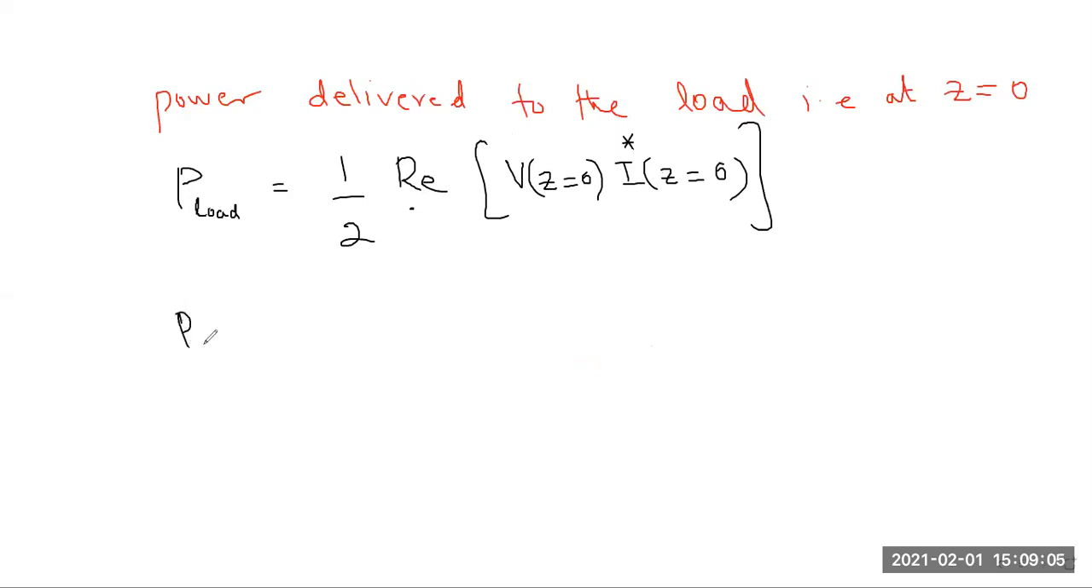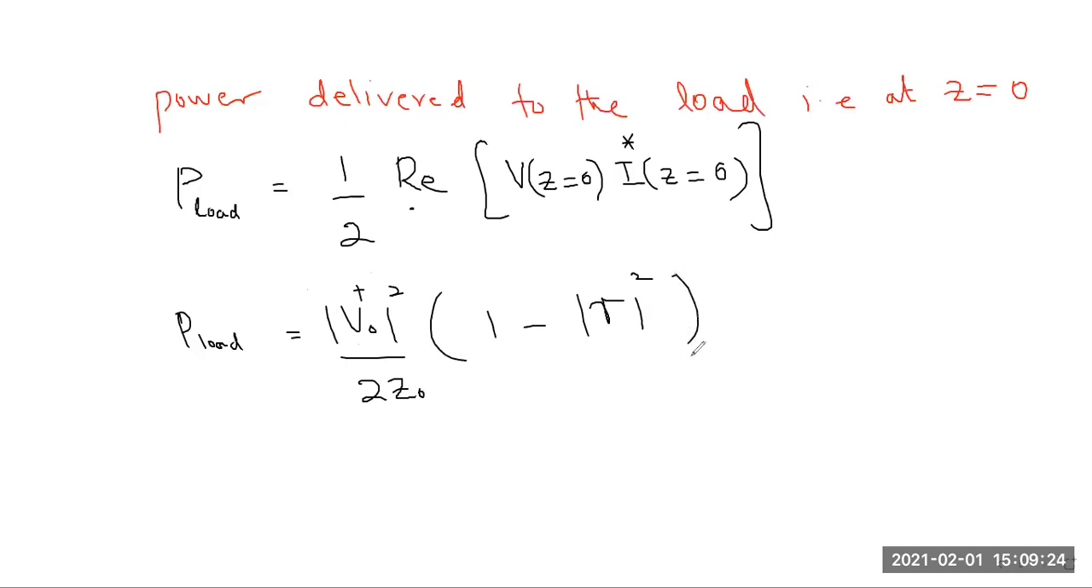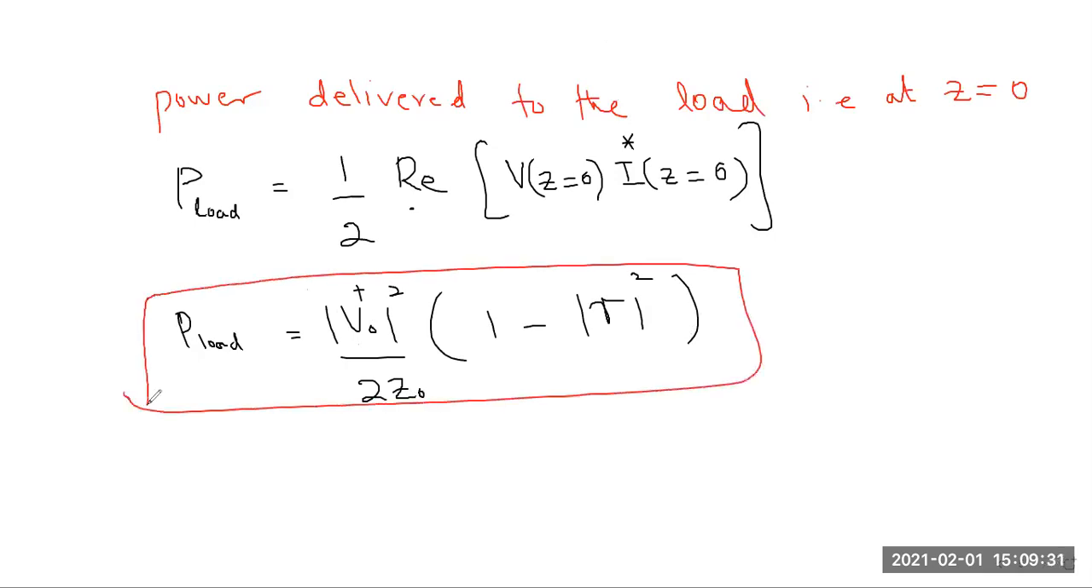So this will simplify to the magnitude of V naught plus, squared, divided by 2 Z naught, into 1 minus the magnitude of gamma squared. This is the expression that you can use to find out how much power is going to be delivered to the load on a lossy transmission line.